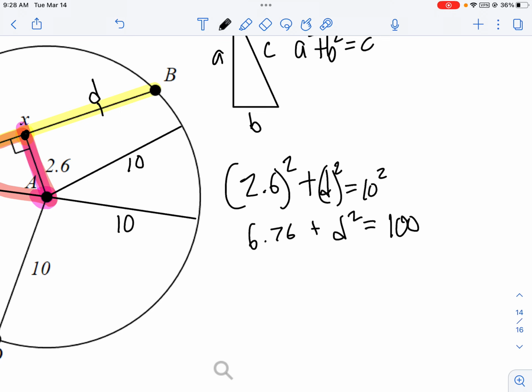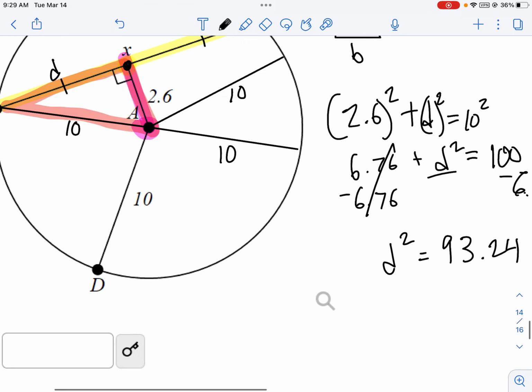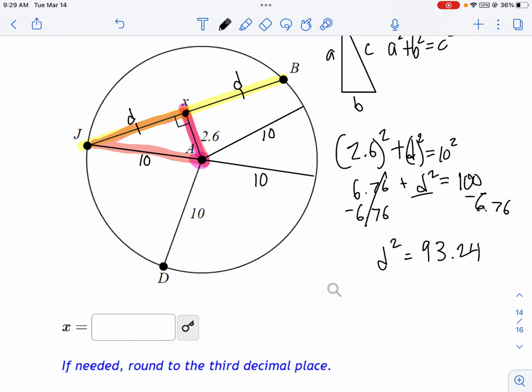From there it's just solving for d squared. You want to get that alone, so we're going to move the 6.76 onto the other side. It's positive, so we move it with subtraction. Subtract 6.76 from both sides. Those will cancel, and we're left with d squared equals 93.24. Yes, 93.24, confirmed. That is your value of d squared.